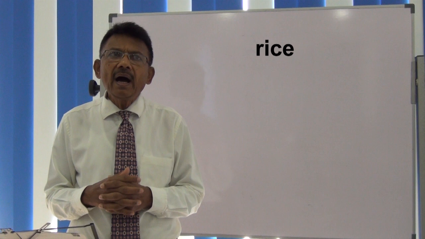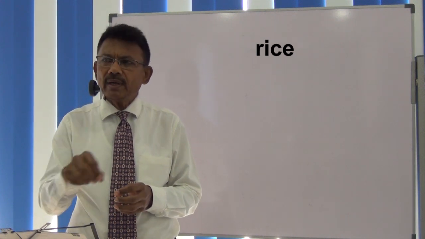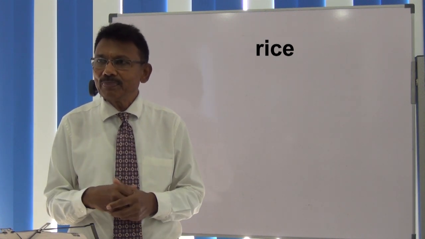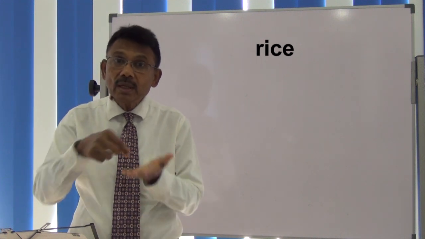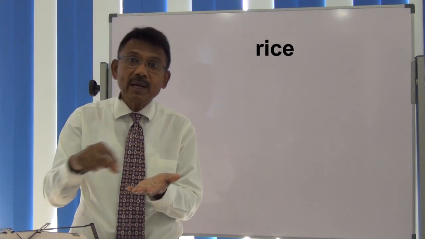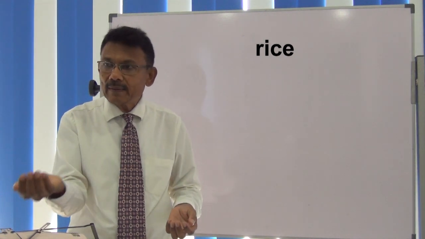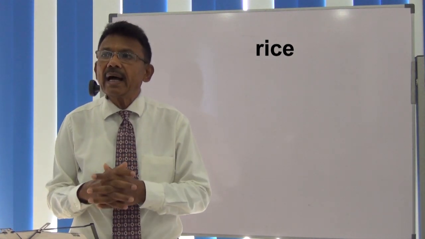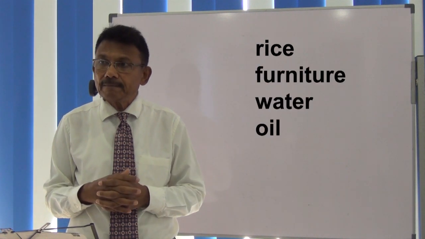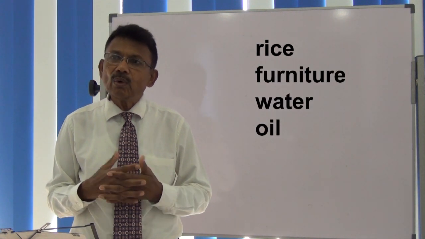You never say, I ate about 1,500 rices. We never say that, because we can't count rice grain by grain. We serve it with a spoon. So they are rice, furniture, water, oil.